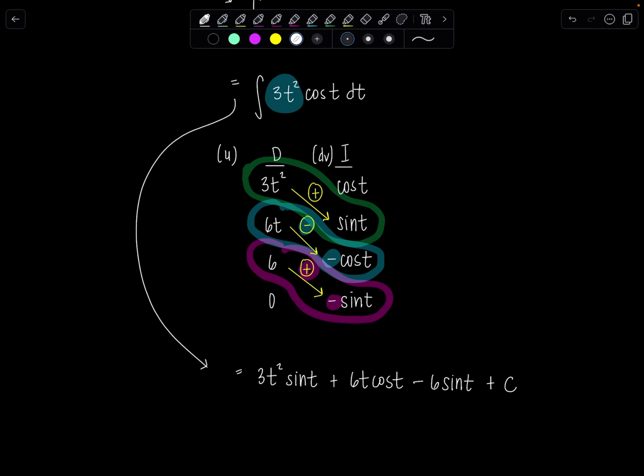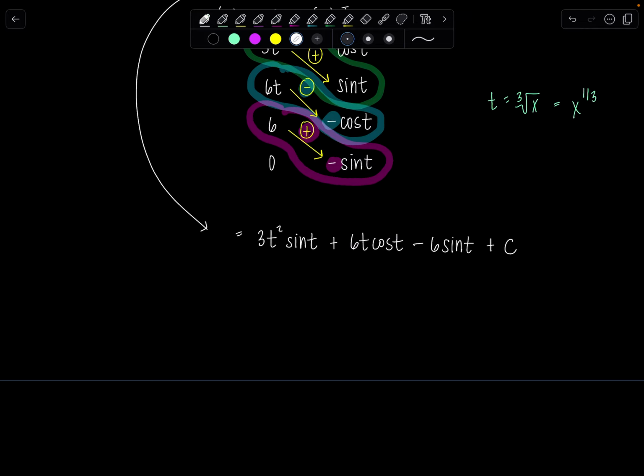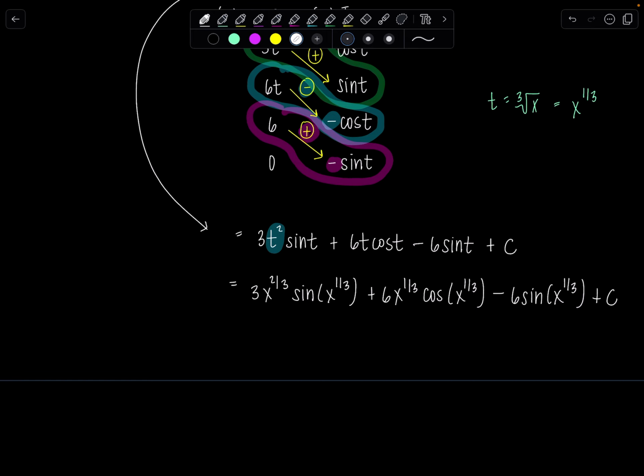Okay, I know it's exciting, but it's not time to box the answer because remember we had made a substitution originally. Yes, t is equal to the cube root of x, which is also x to the 1/3. So I'm going to go back now and substitute in my original variable. So this is going to be 3 times x to the 1/3 squared, which is x to the 2/3, and then you have sine of x to the 1/3, plus 6x to the 1/3 cosine of x to the 1/3, minus 6 sine of x to the 1/3, plus c.